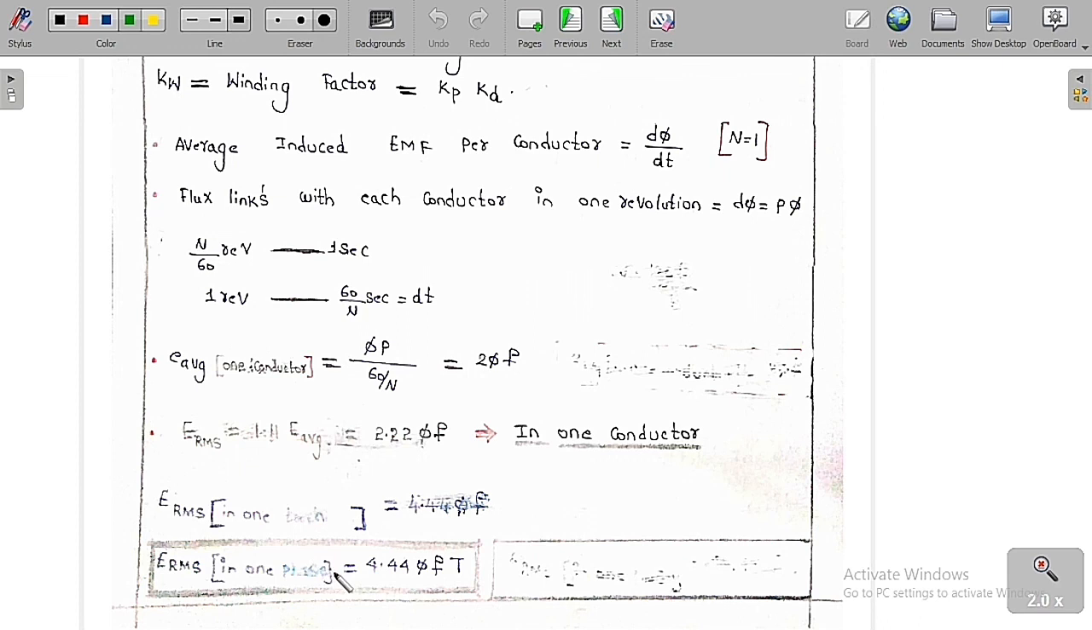Suppose in one phase there will be T number of turns. So the RMS value of the induced voltage in one phase is 4.44 Φ f T. Here T is the number of turns per phase, Φ is the flux per pole, and f is the supply frequency. So this is the RMS value of the induced voltage in one phase.